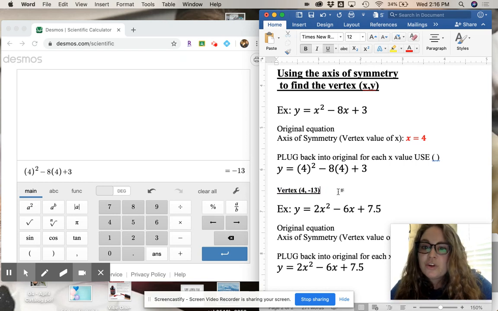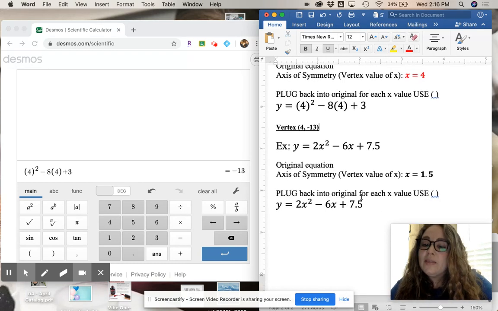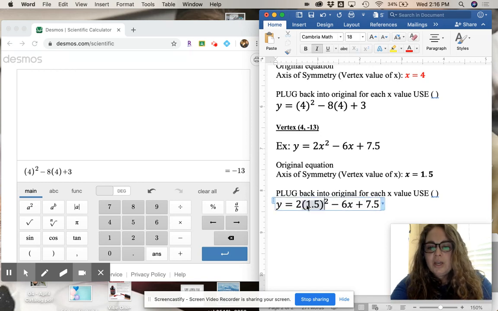Okay, let's try another example. So again, this is the same one from your other video, and we found that the x value for the axis of symmetry was 1.5. So I'm going to, again, type that into my equation everywhere I see an x. Or write it down on your paper. Everywhere you see an x, putting that in. Nothing else is changing in the equation. The 2 at the very front stayed a 2. The -6 is still a -6. And I didn't do anything with the +7.5 because it doesn't have an x on it.